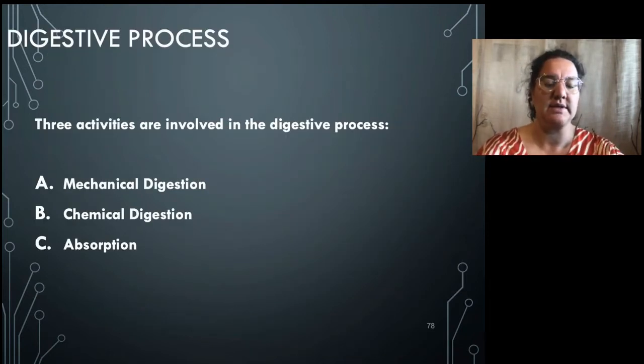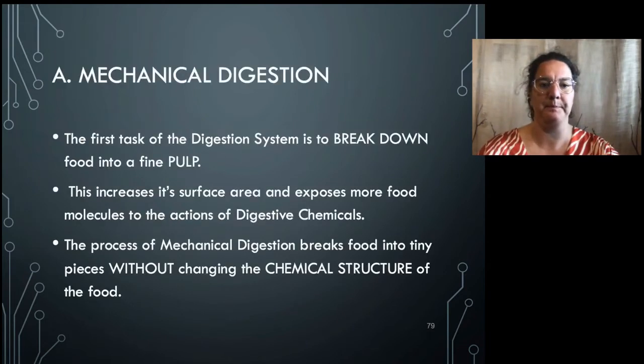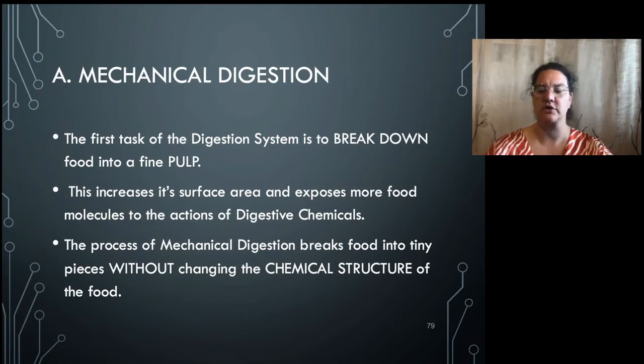The digestive process involves mechanical digestion, so physically breaking down food, chemical digestion, using chemicals to break down food, and absorbing nutrient particles into our bloodstream. So the first task of the digestive system is to break down food into a fine pulp. So this begins in our mouth. Doing this increases the surface area of the food and exposes more of it to the digestive chemicals in our digestive system. The process of mechanical digestion breaks food into tiny pieces without changing the chemical structure of the food. So it changes the physical structure, but chemically it's still the same as it was beforehand.